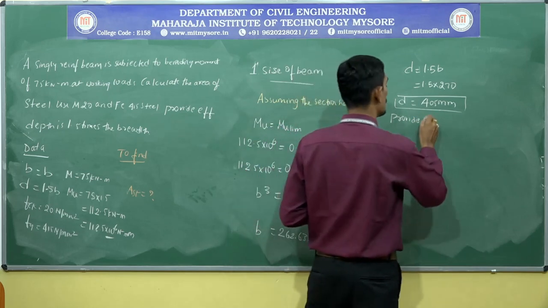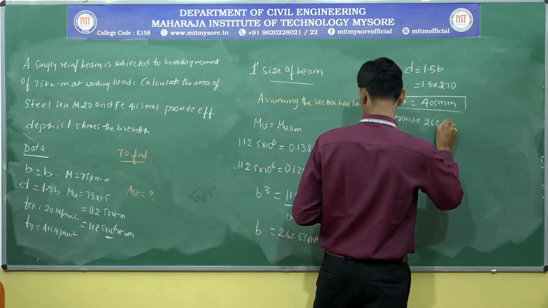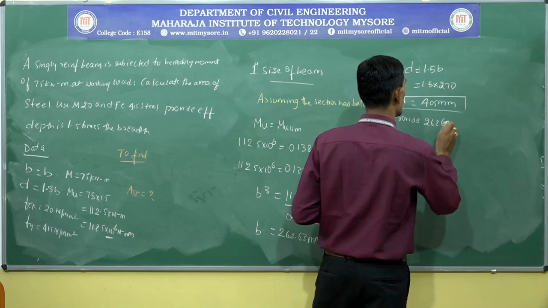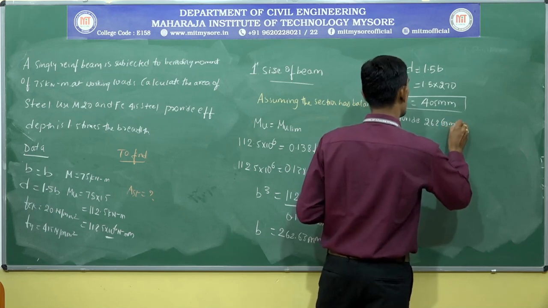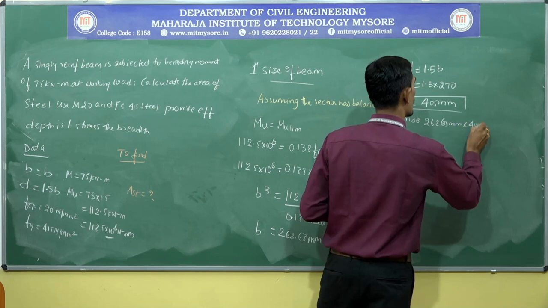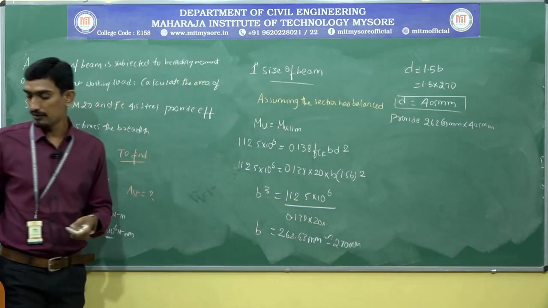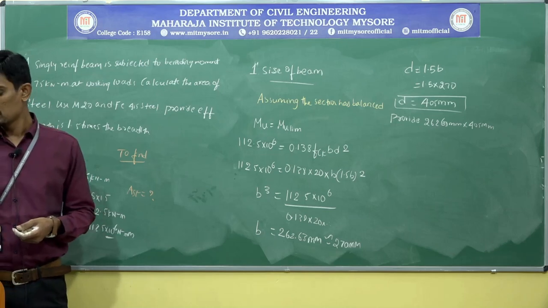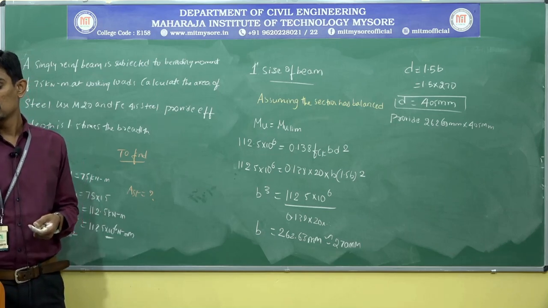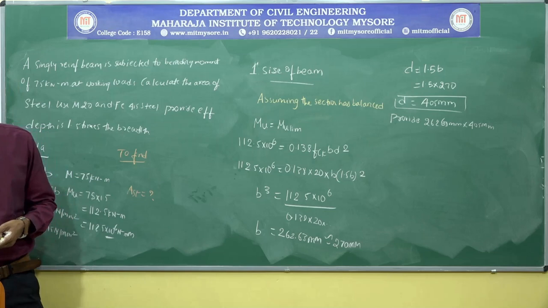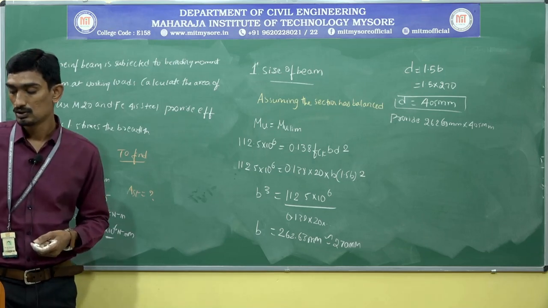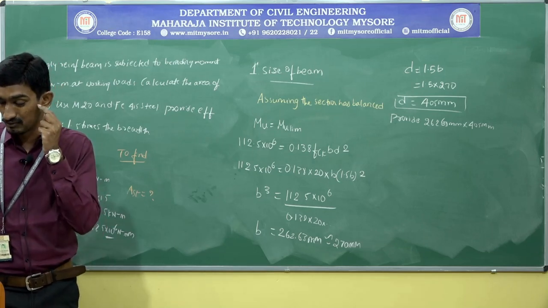So provide 270 millimeter by 405 millimeter. This is the size you are going to calculate. So now once again, how to calculate the area of tensile reinforcement?